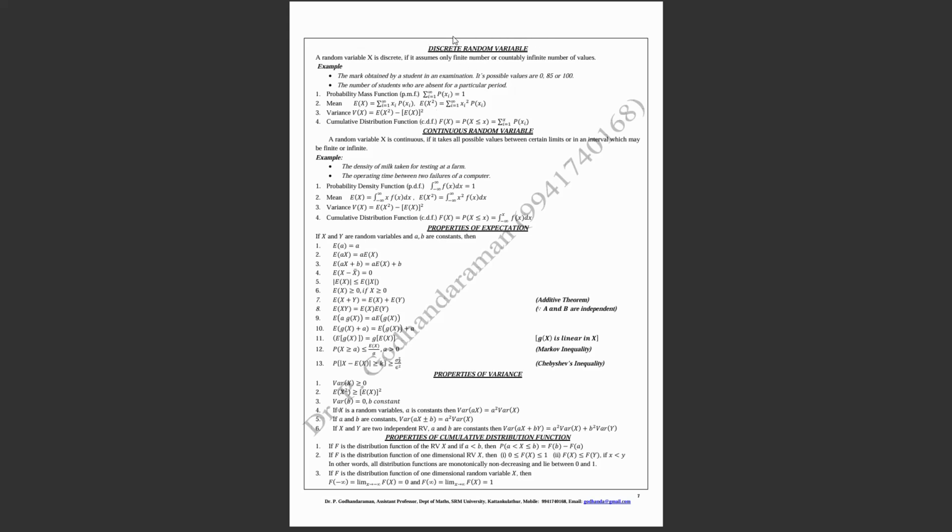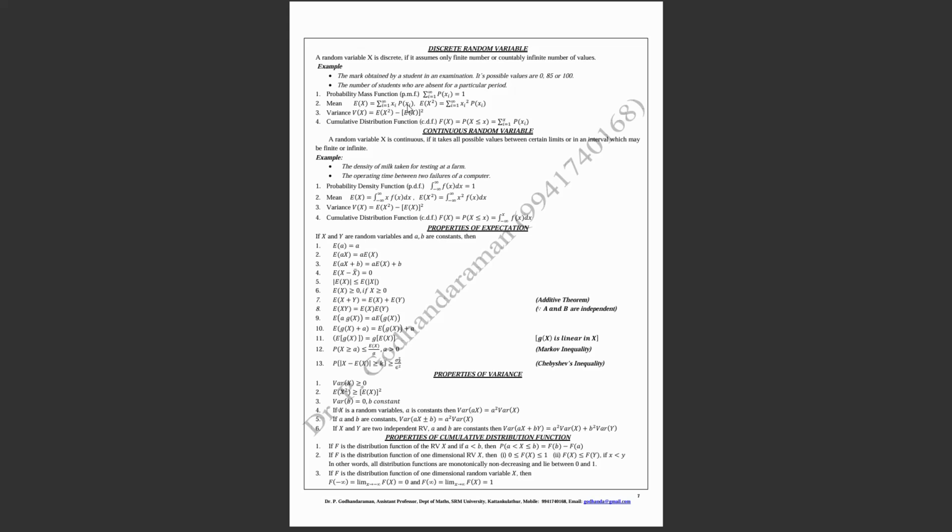So in this discrete random variable we have 4 formulas. First is the probability mass function, PMF. The formula is the summation of i equal to 1 to infinity, P of xi is equal to 1. Next is the mean. Mean is equal to E of x, which is sigma i equal to 1 to infinity x into P of x.